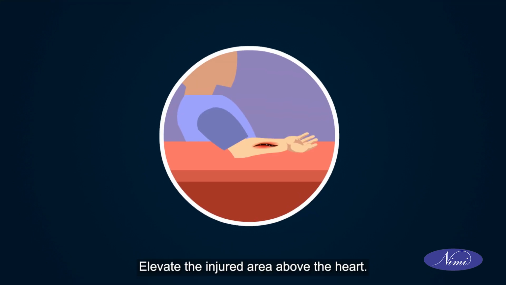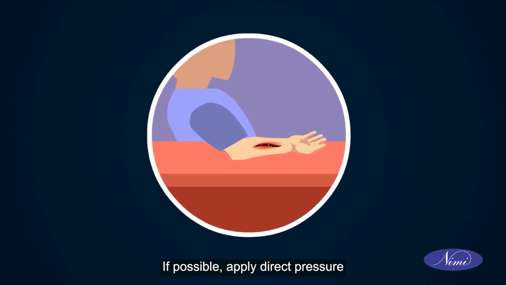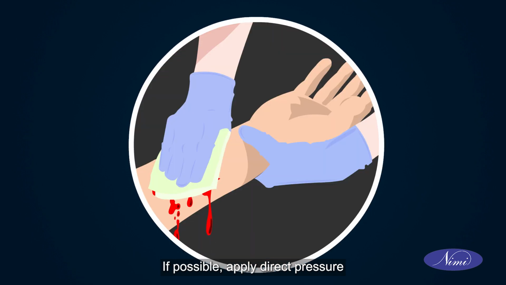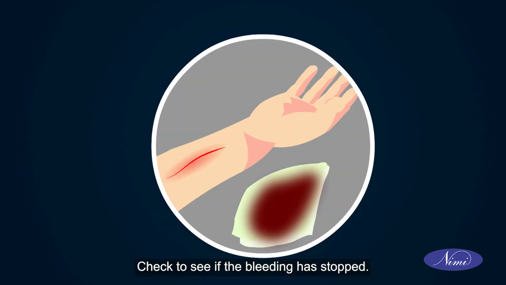Elevate the injured area above the heart if possible. Apply direct pressure to the bleeding area with sterile cloth. Keep the pressure on for 5 seconds. Check to see if the bleeding has stopped. If not, apply further pressure for 15 minutes.